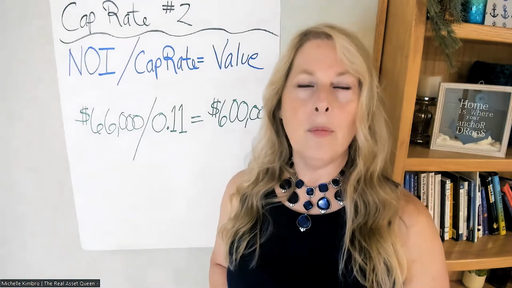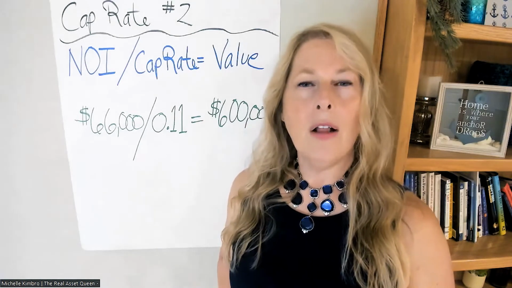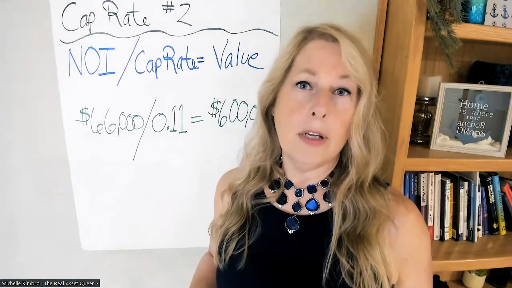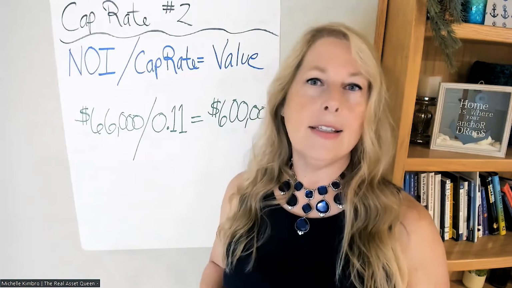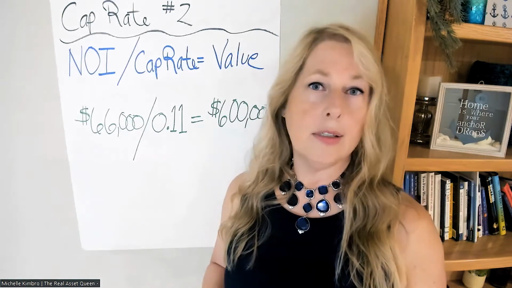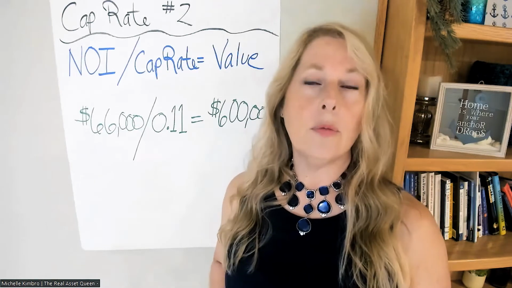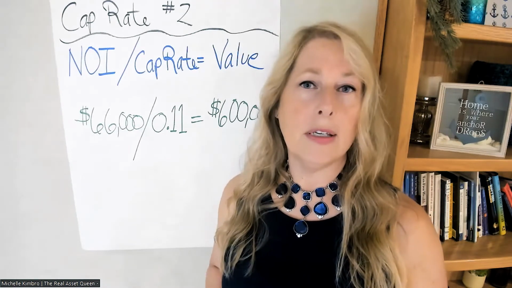Now, what do we do with that number? Well, that $600,000 represents what the property value should be based on the net operating income. So we can look at, is the sales price higher? Is it lower? And then we can ask some reasonable questions as to why those things might be.